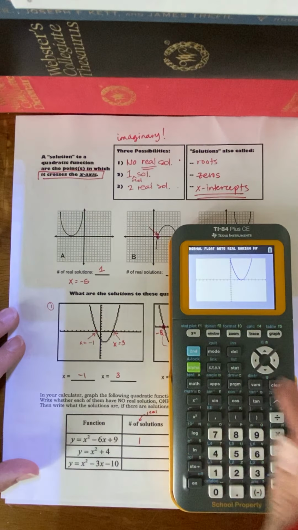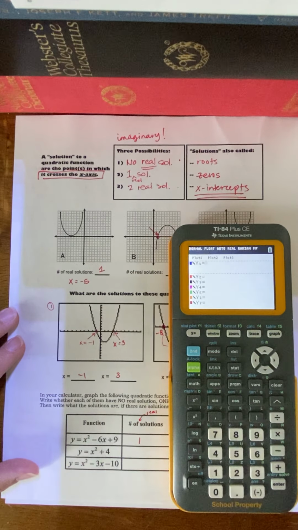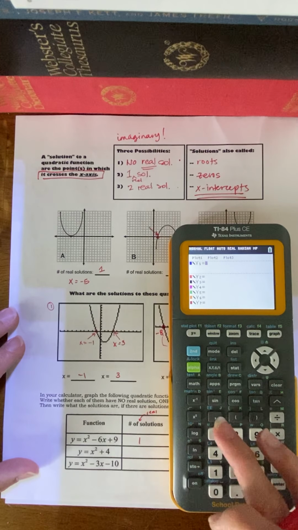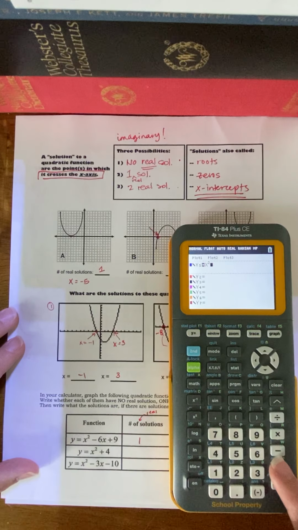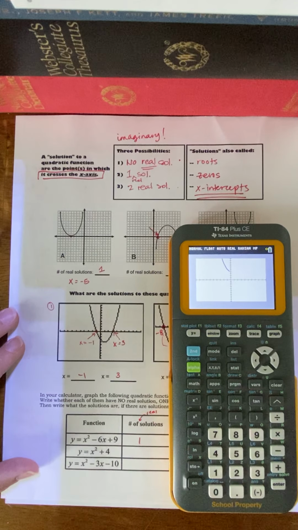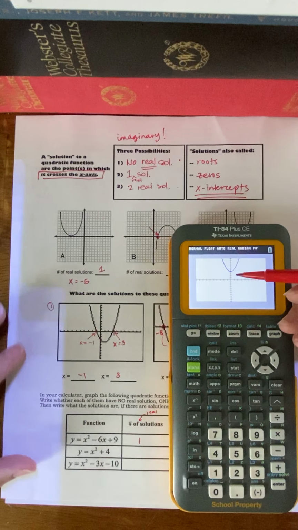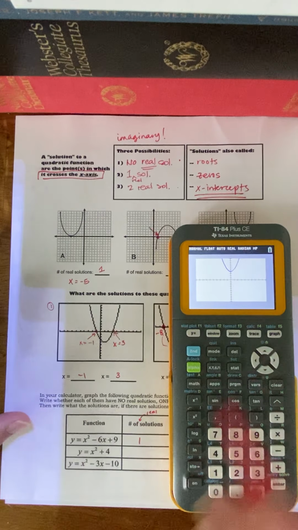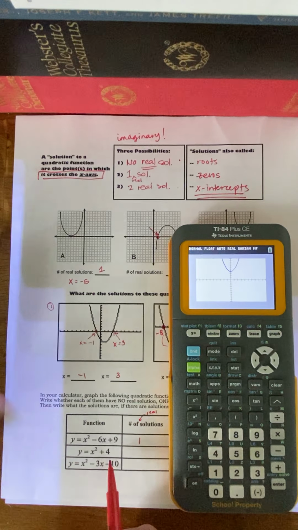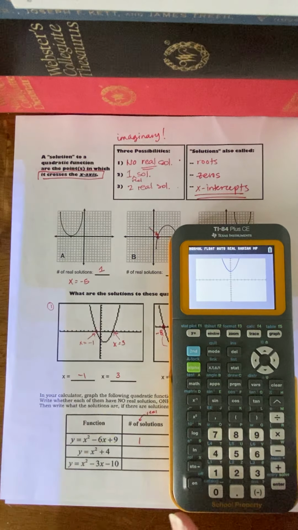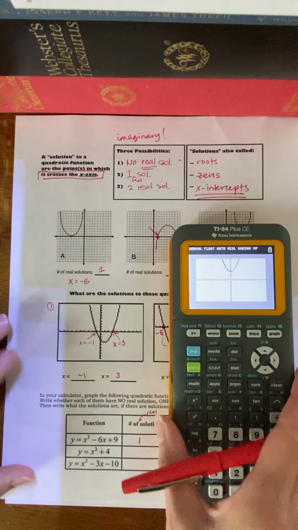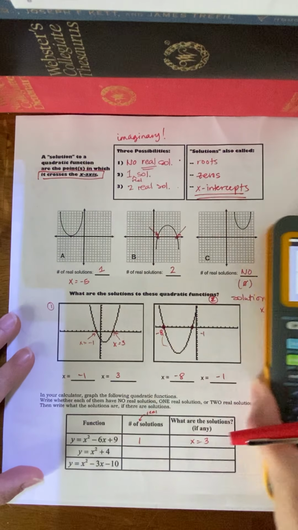Then if you do the next one, go back to y equals and clear this out, you do x squared plus 4. And you hit graph, and you have a little graph here that doesn't ever hit the x-axis. In fact, it starts at 4. And if you remember anything from transformations, it's because of that plus 4 that just moved it up 4 from its normal origin point. So that doesn't cross the x-axis at all.